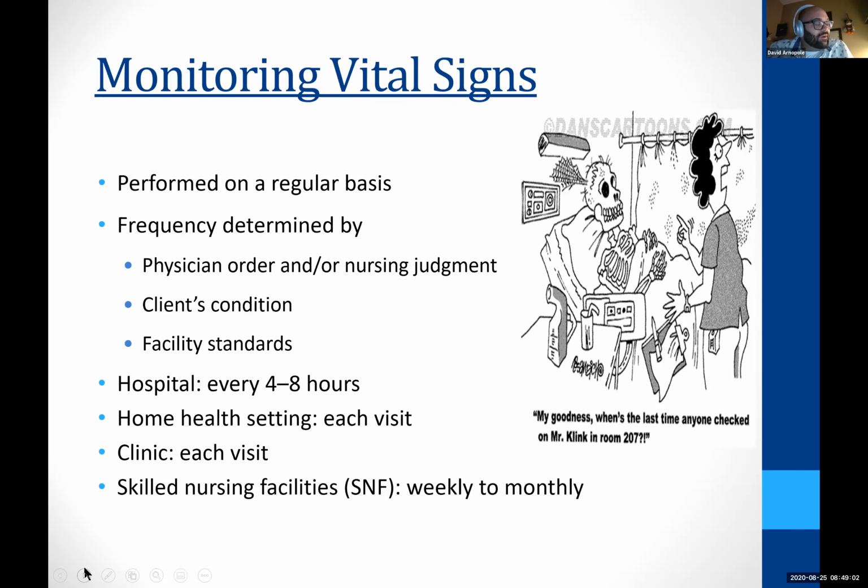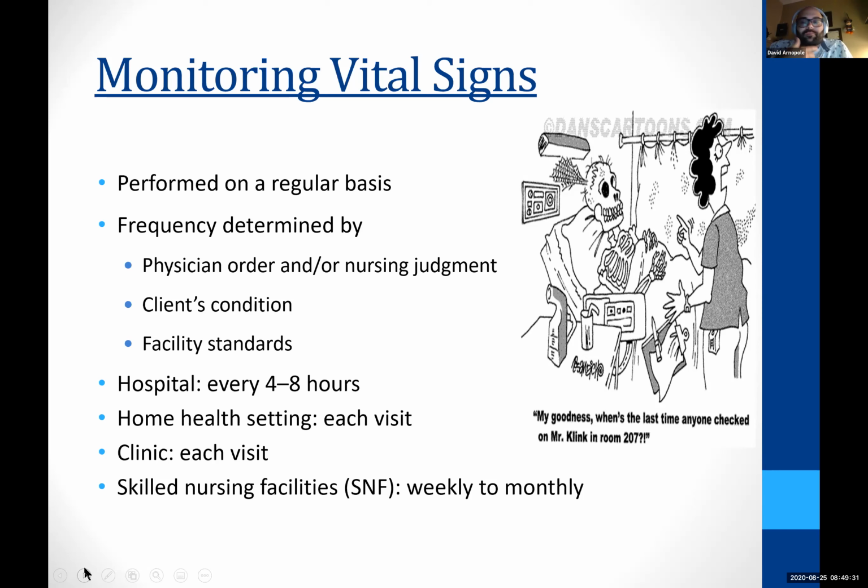So for monitoring your vital signs, again, it depends on where you're at. If you're in a nursing home, you may get that checked once a week, once a month. If you're in a hospital, every 4 hours is usually the standard. But of course, it can be 8 hours, depending on what unit they're at. Every time you visit a doctor's office, they check your vitals. Is that every 6 months? Is that once a year? That's when they check it. It depends on where you're at and what location you're working in.